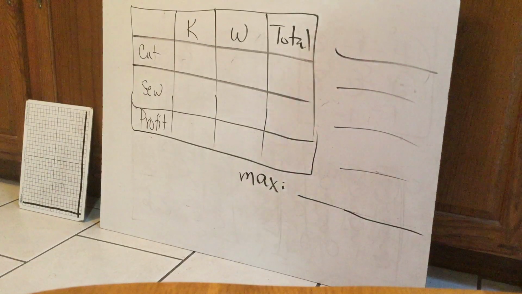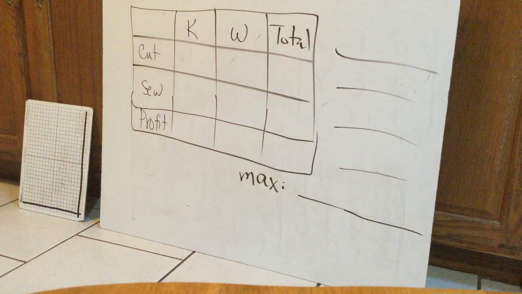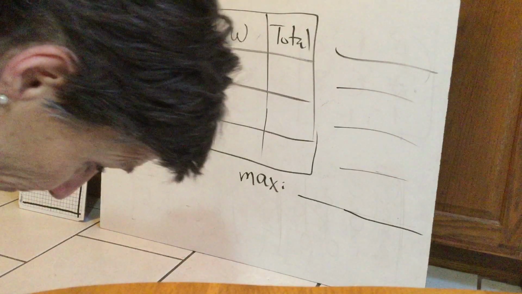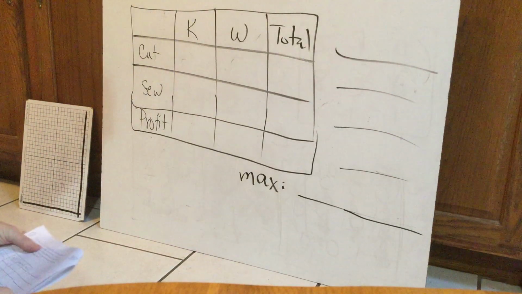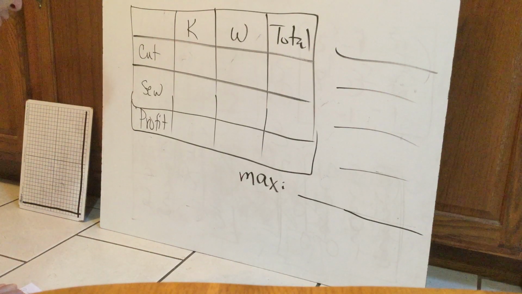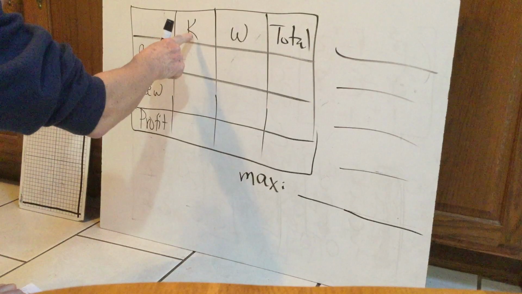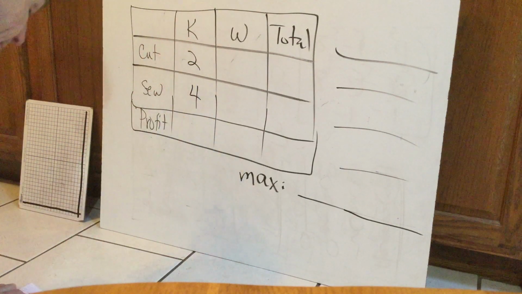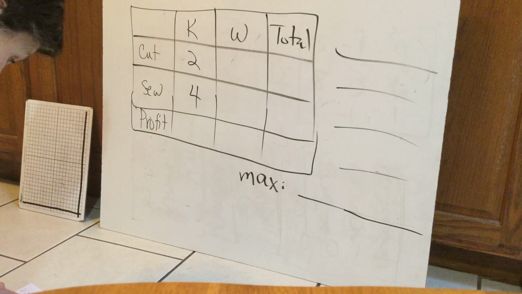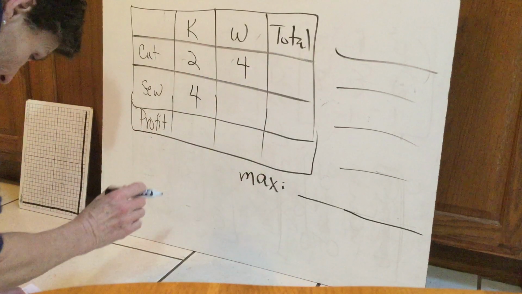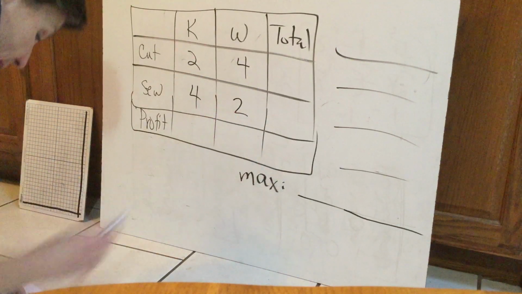All right, so here we go. Let's see what it says. It takes a tailoring firm 2 hours of cutting and 4 hours of sewing to make a knit suit. So here's knit. Takes 2 cutting and 4 sewing. To make a worsted suit, it takes 4 hours of cutting and 2 hours of sewing.